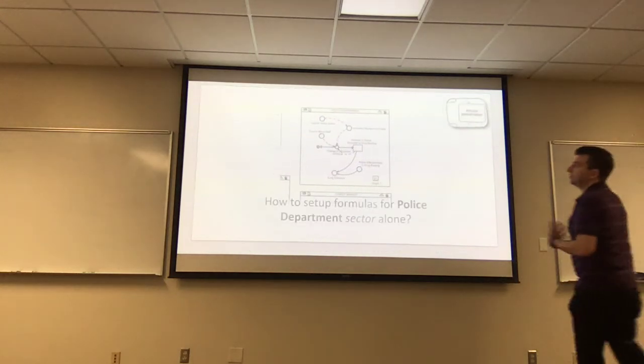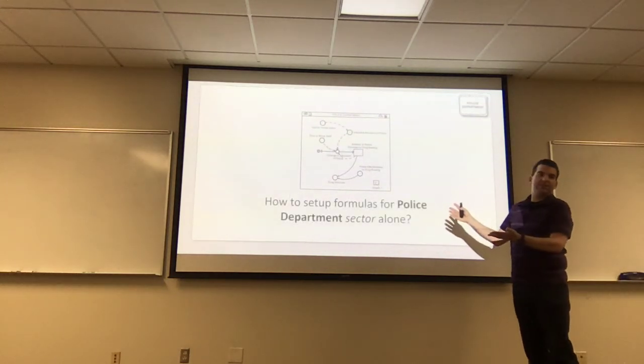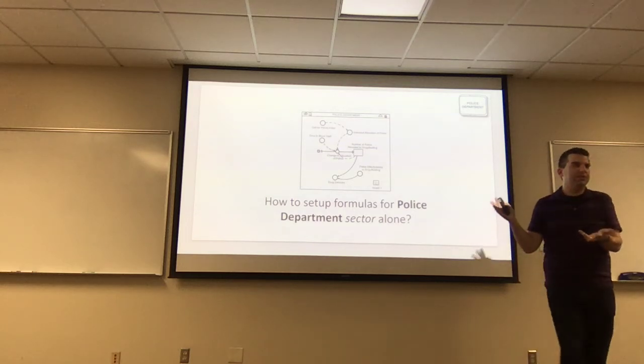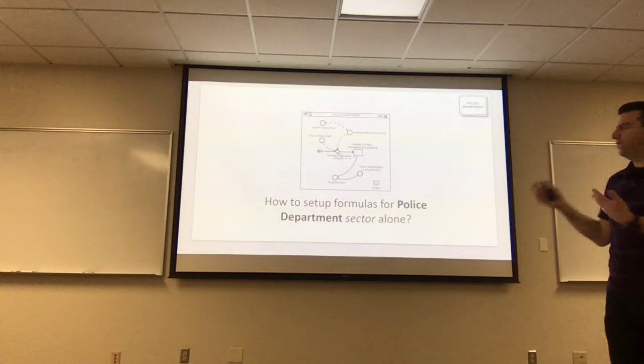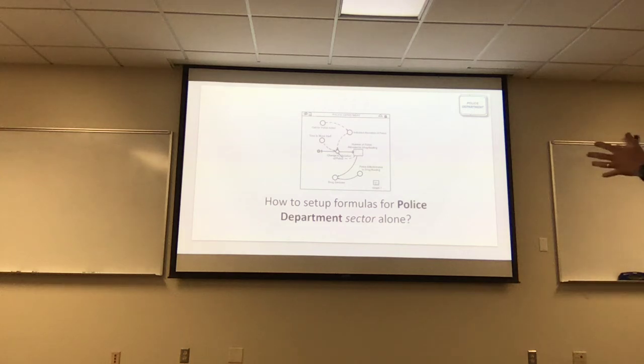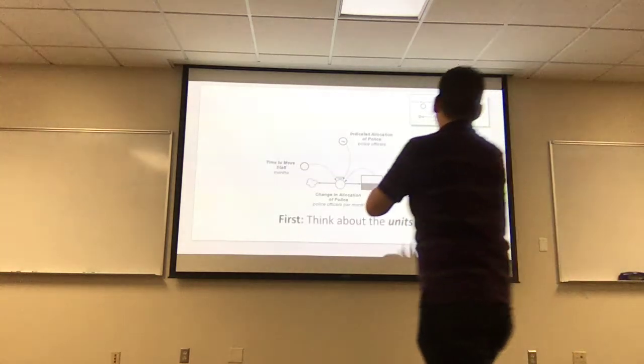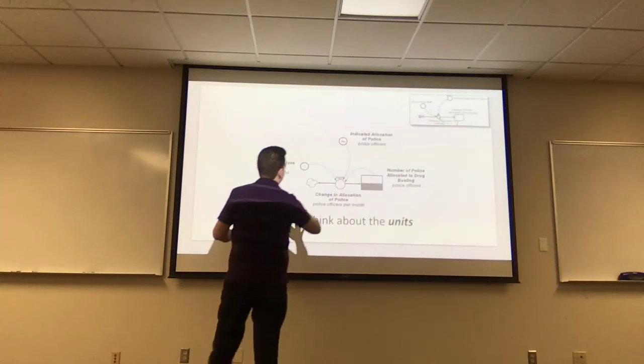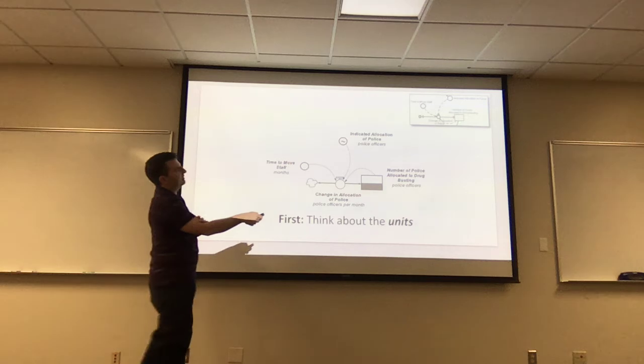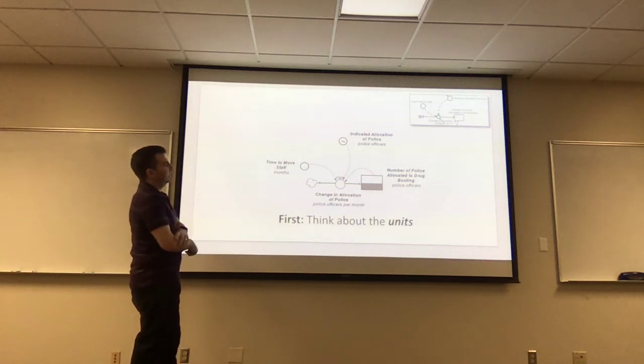Okay, so if I just zoom in on police department, for example, how do I build one of these little sectors? How do I build the formulas in this? Maybe the diagram makes sense, but then how do I actually come up with the math, the arithmetic inside the formulas? So if we look at this, I drilled down here just into the stock and the immediate flow going into that stock.